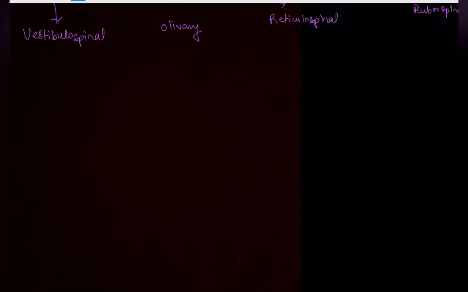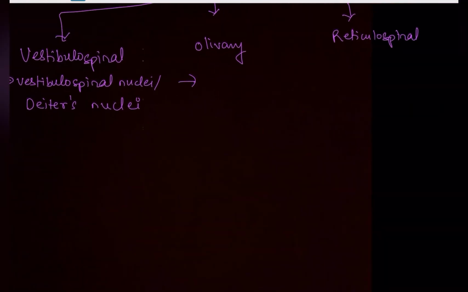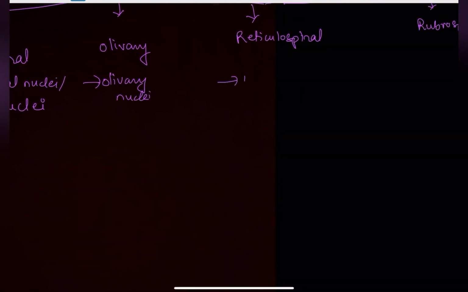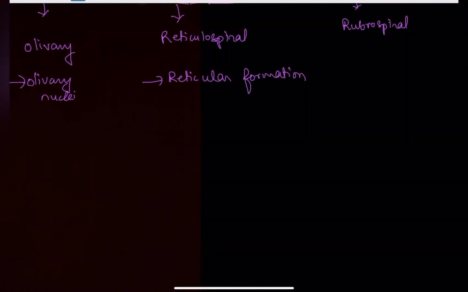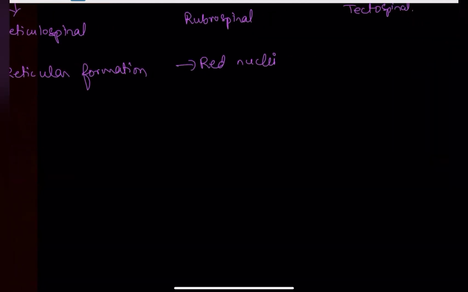Okay, so each one has a nuclei. The vestibulospinal has a nuclei by the same name, vestibulospinal nuclei. This nuclei is also known as Deiters' nuclei. Remember this word. Kroc uses this word mostly. So Deiters' nuclei. Olivary has the olivary nuclei. Reticulospinal forms the reticular formation. Then the rubrospinal. Rubro means red. So which nuclei is it? Red nuclei. Remember, rubro means red. Tectospinal has the tectospinal nuclei.